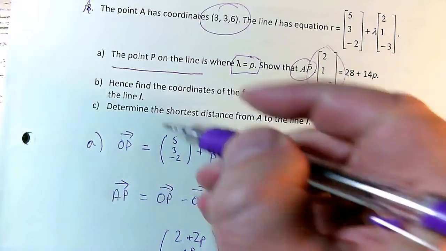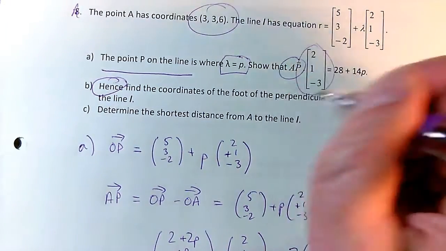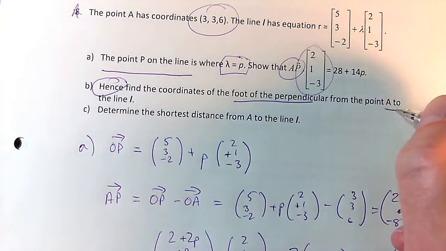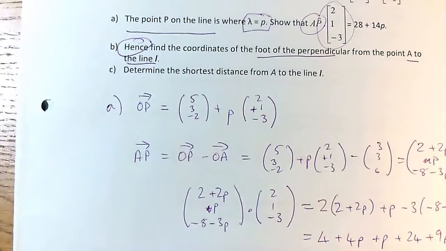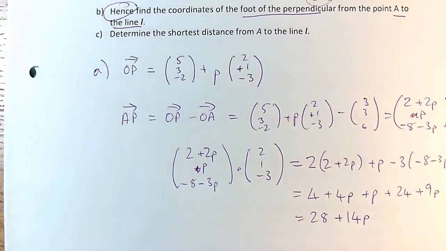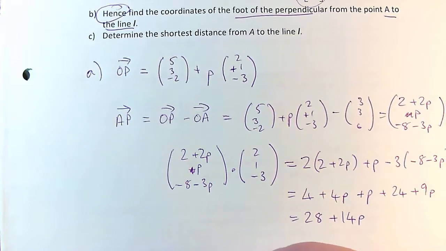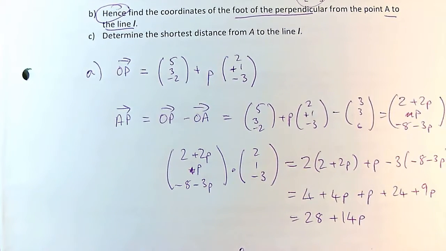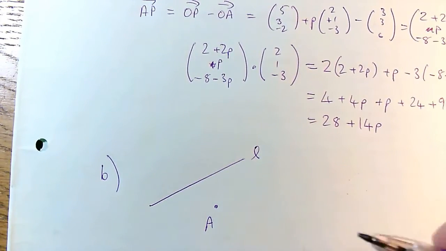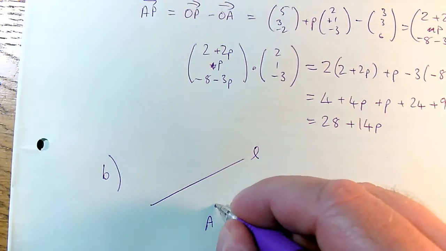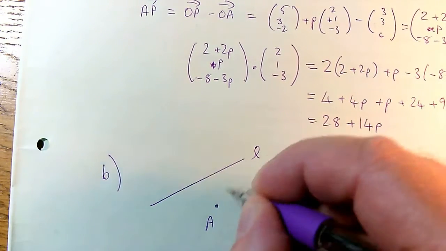So part B starts with the word hence. So hence find the coordinates of the foot of the perpendicular from the point A to the line L. So look, we need a diagram, don't we? Let's try and make some sense of that. So I've got a point A and I've got a line L. So here's my line L. Here's my point A. Okay, there, line L, point A. And it says find the foot of the perpendicular from A to the line. So we need to draw the point that goes from A and meets the line at a right angle.